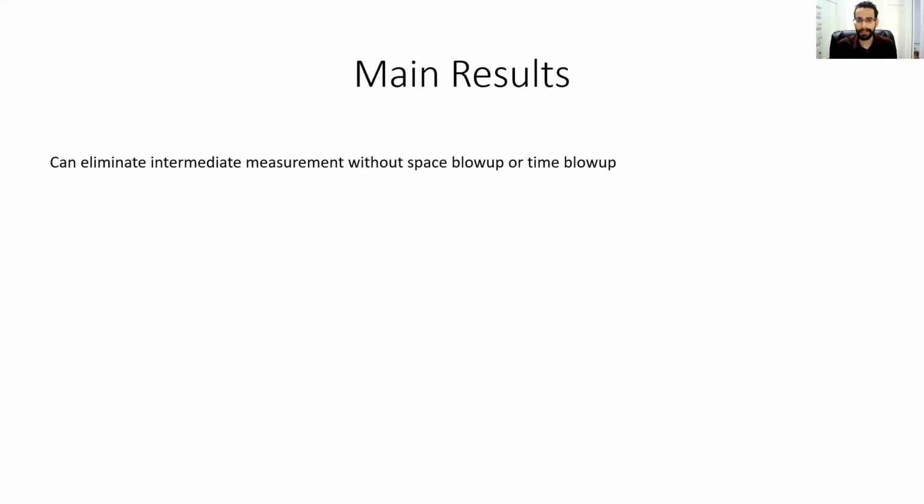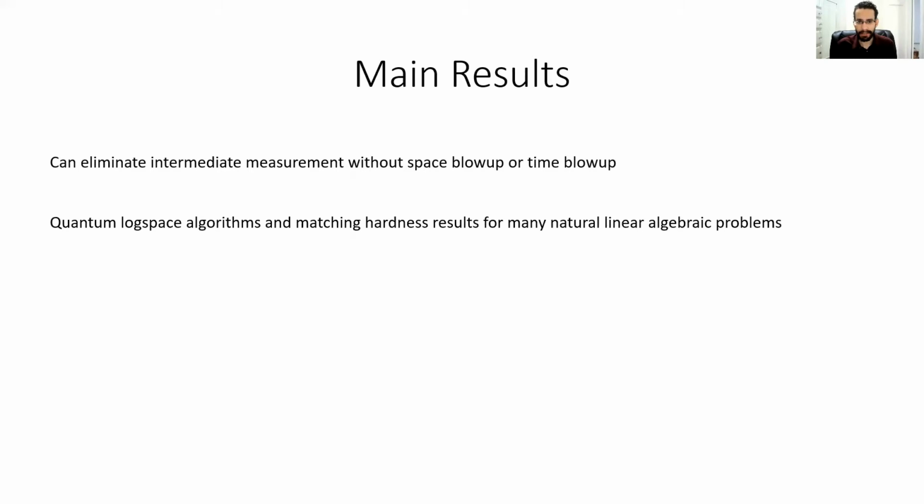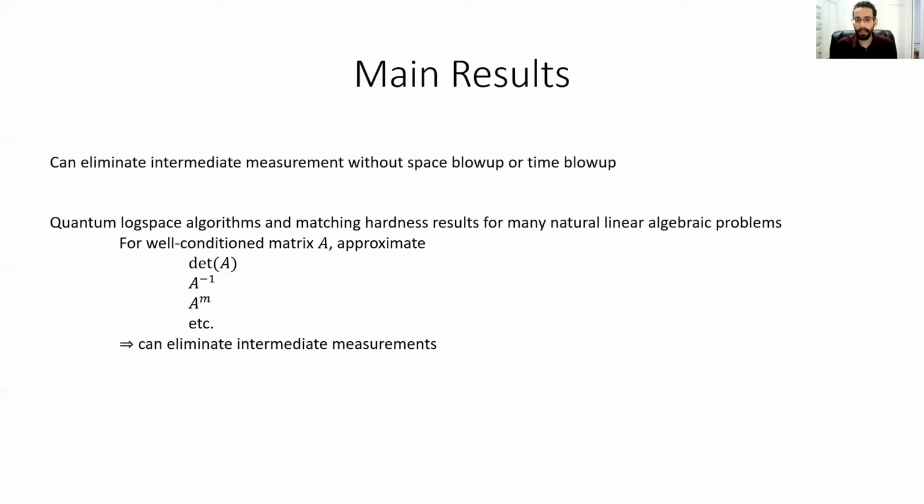As our second main result, we exhibit new quantum log space algorithms and matching hardness results for a collection of natural linear algebraic problems. In particular, for a well-conditioned matrix A, we consider approximating the determinant of A, or the inverse of A, or A raised to some high power, and other such similar problems. By combining our quantum log space algorithms with our hardness results, we can show that all of these nice linear algebraic problems are complete for quantum log space. Moreover, this second result is actually the key tool we use in proving our first result about eliminating intermediate measurements.